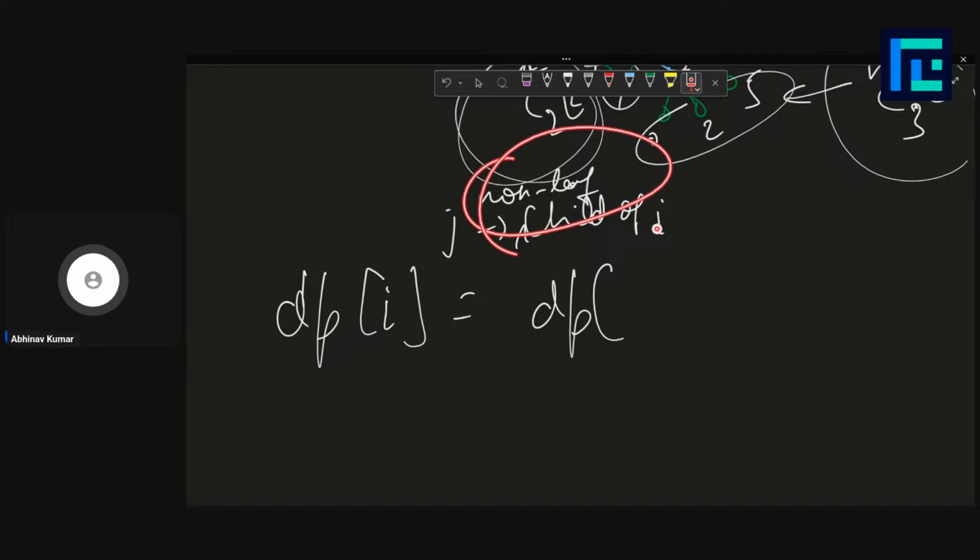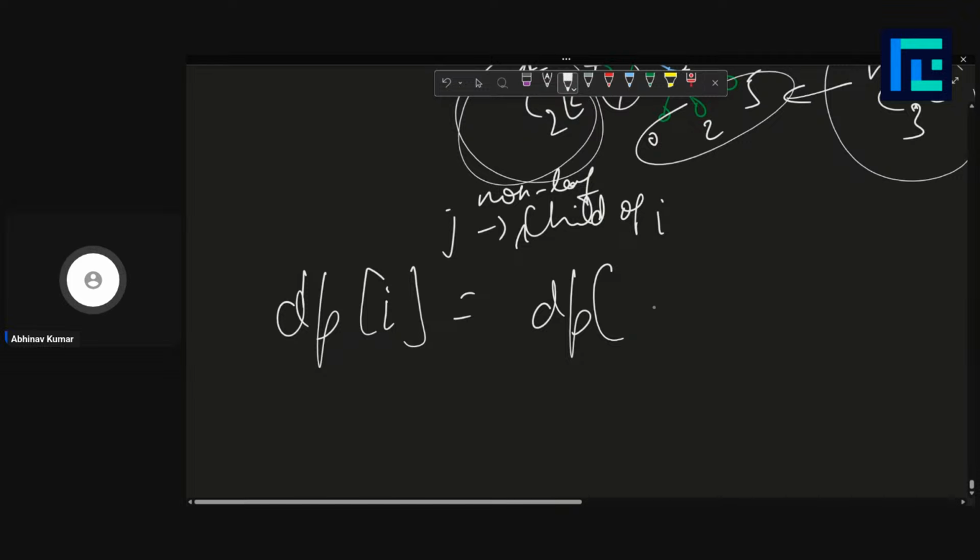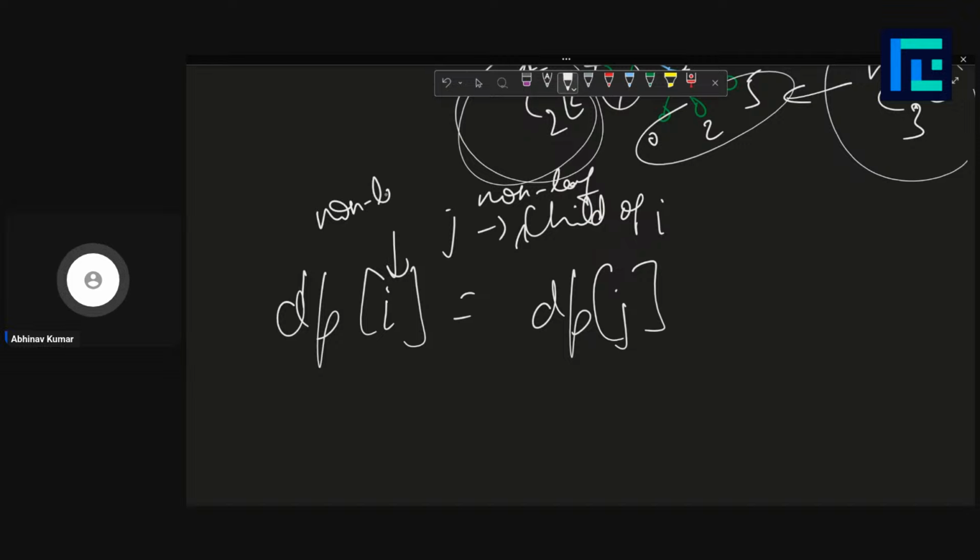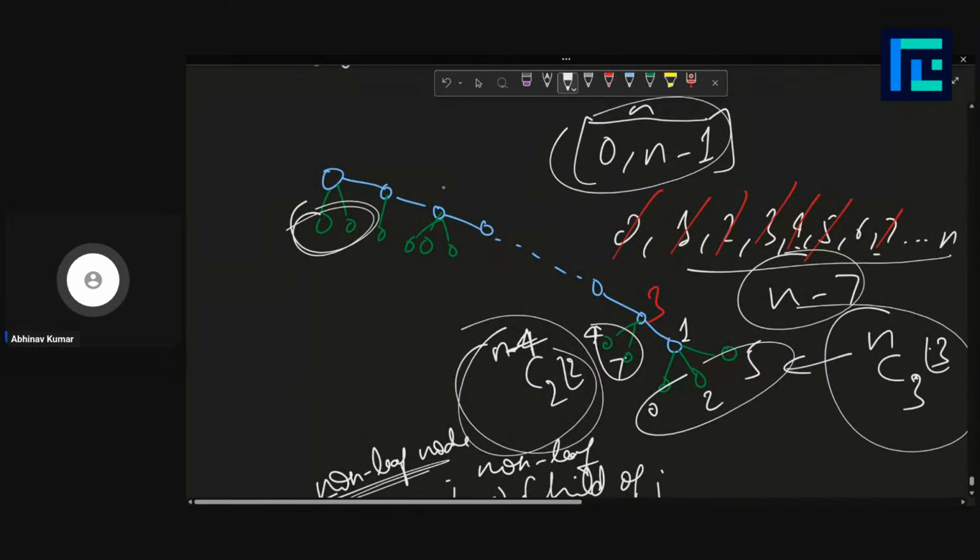Let's say j is the only non-leaf child of I, then we can say dp[i] is whatever was the number of ways till dp[j]. Okay, we would iterate only through non-leaf nodes. We will compute dp for only non-leaf nodes. Leaf nodes, we'll just keep a count for every corresponding non-leaf node.